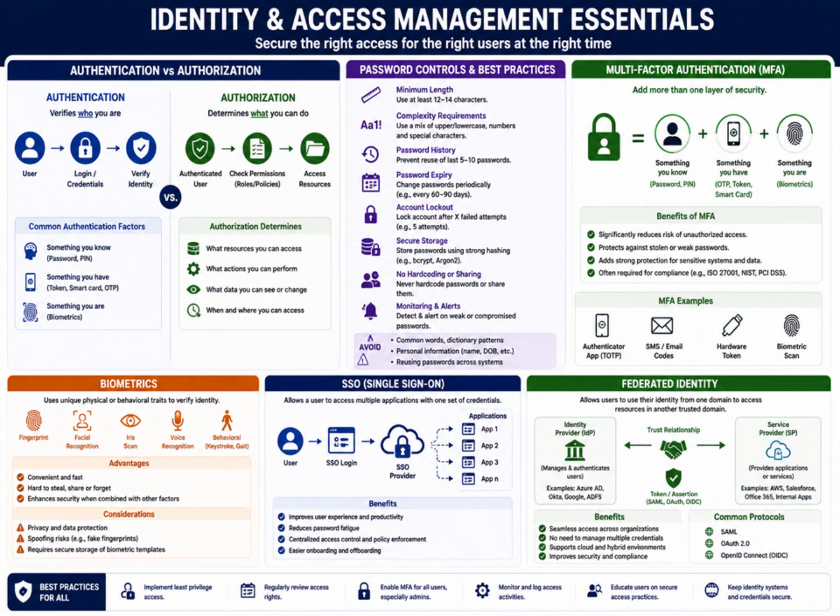Identity and access management is all about ensuring that the right people have the right access to the right systems at the right time. One of the most important concepts in IAM is understanding the difference between authentication and authorization. Authentication verifies who you are. This usually happens through passwords, PINs, tokens, or biometrics. Authorization happens after authentication and determines what you are allowed to access and what actions you can perform.